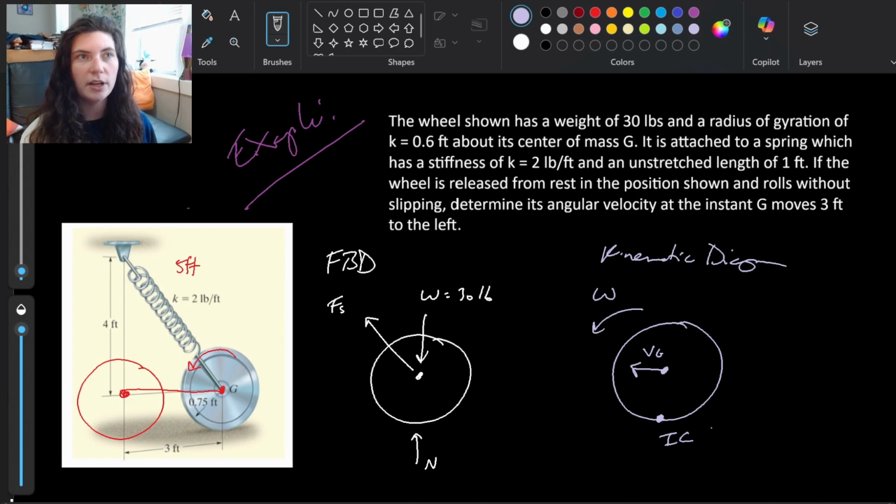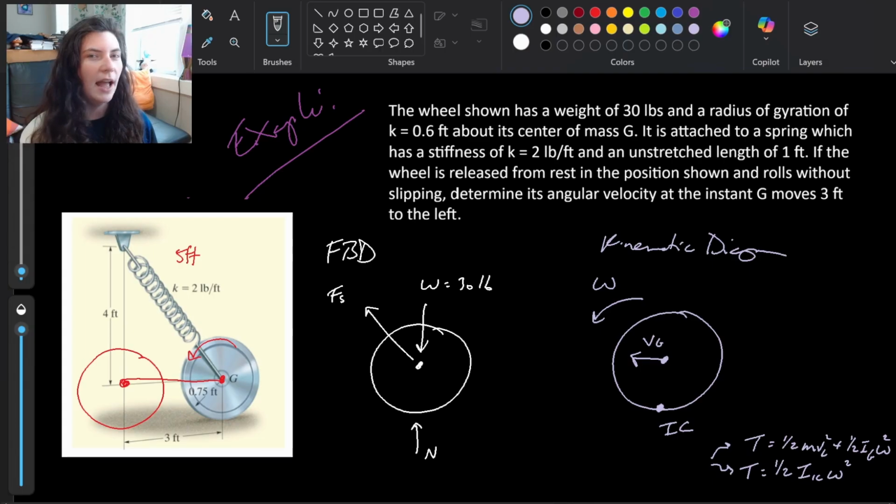The reason I bring up that IC point is because I have two ways of approaching my kinetic energy. I can either use 1/2 m v_g squared plus 1/2 I_g omega squared, or I can use a kinetic energy formula with just the IC, making the velocity component 0: I_IC times omega squared times 1/2. So I have two options for kinetic energy here.